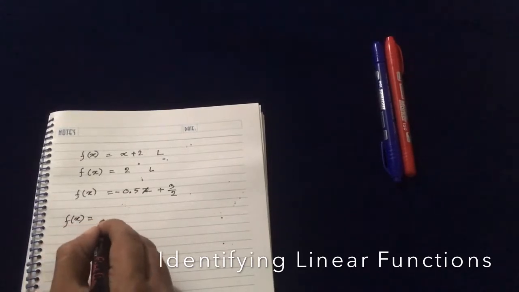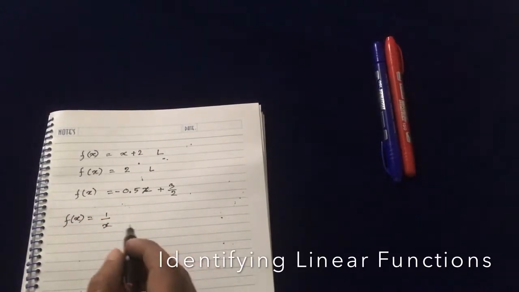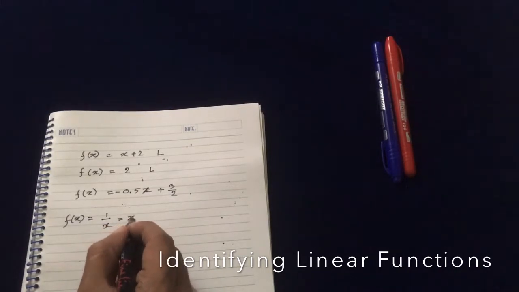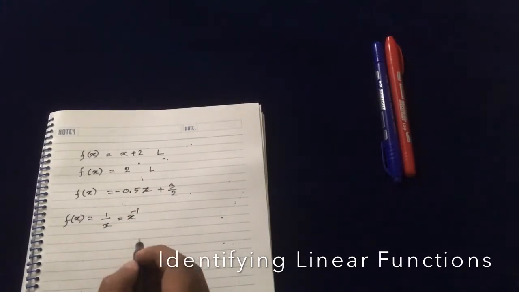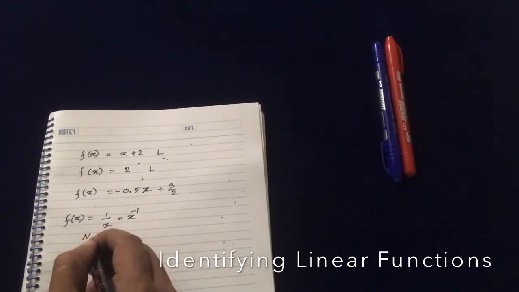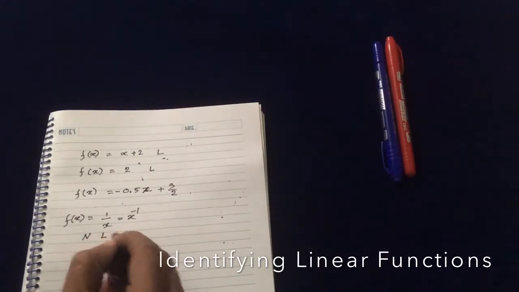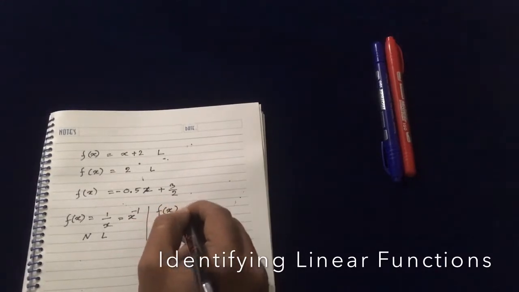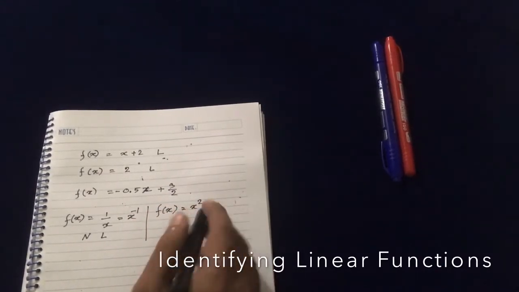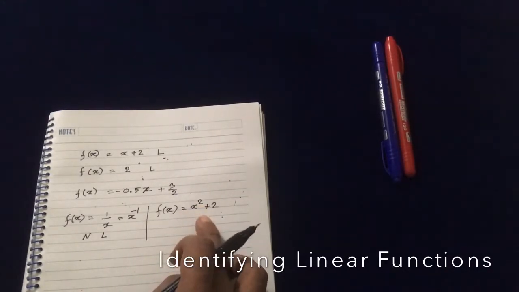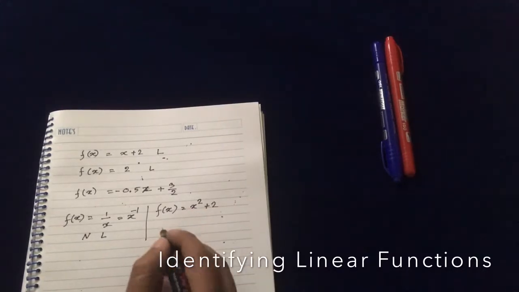One nonlinear function is 1 by x. This is nonlinear because if you bring this x to the top, then the power is actually minus 1. The power is not 1 here. So this is a nonlinear function. Then if I write another function like f(x) equals x square plus 2, this is also nonlinear because as you can see the power is 2, which is not 1. If the power is anything other than 1, then it is nonlinear.